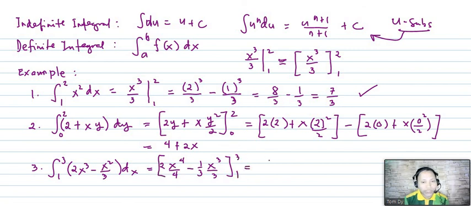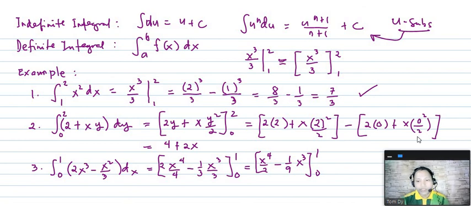You will have 2 over 4, that is 1/2, x to the fourth, reduced to lowest terms, minus 1 over 9 x cubed. I will change my limits to 0 and then 1 for me to calculate easily. So this one now becomes 0 to 1.